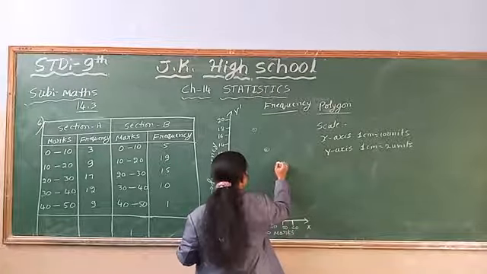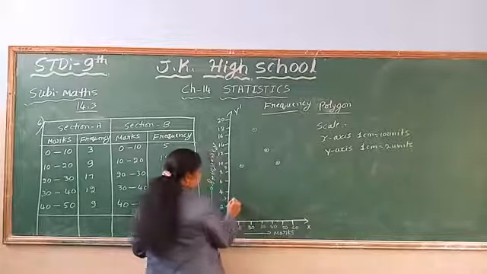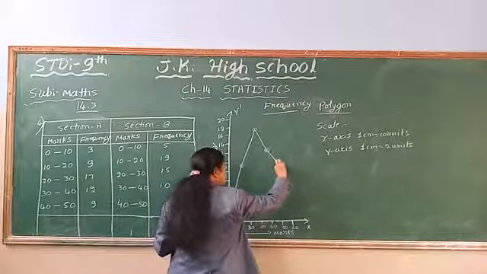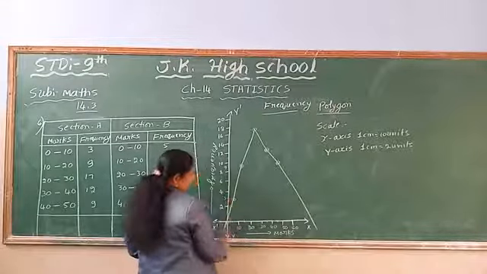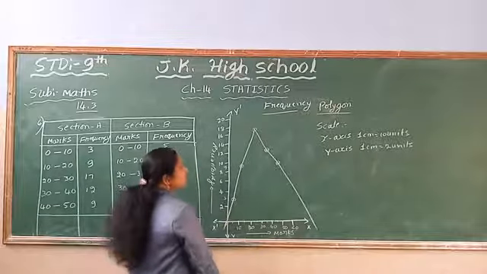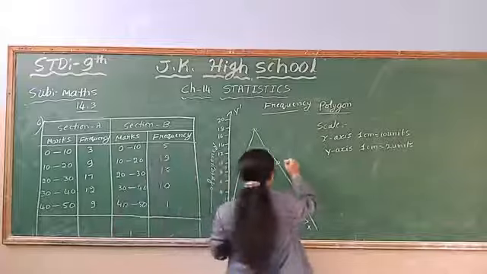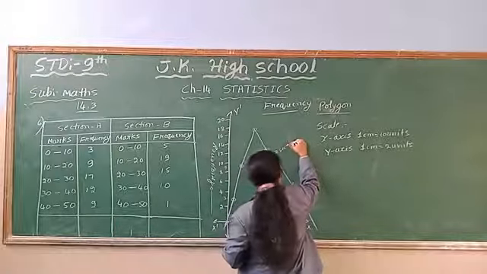Here it comes. Then you join, see children, you have to join all these points. Where it touches the axis, you can extend it slightly so that it touches. This is the frequency polygon graph for section A. In one graph only I have to plot both graphs. This is for section A.